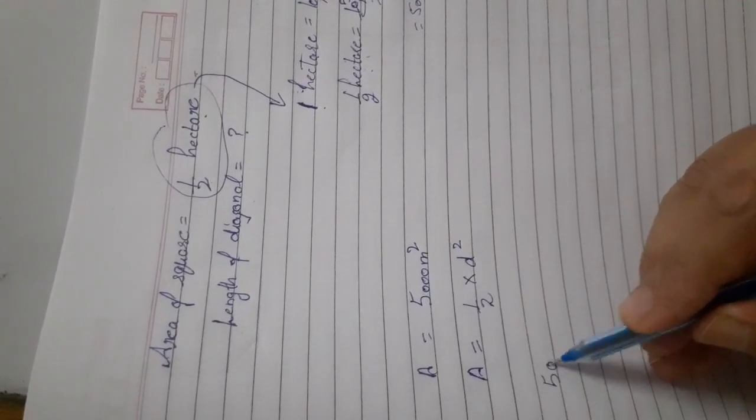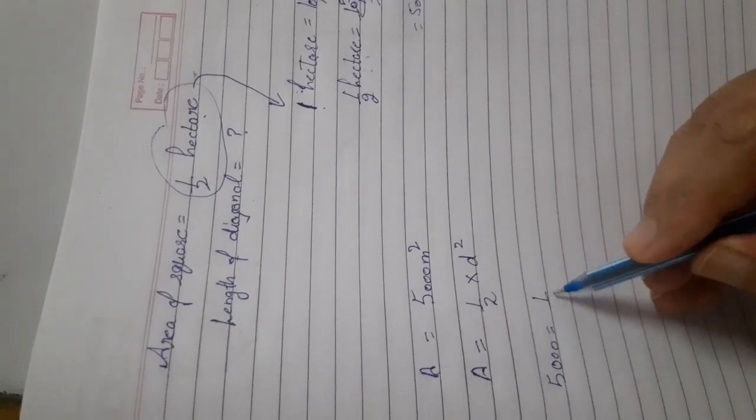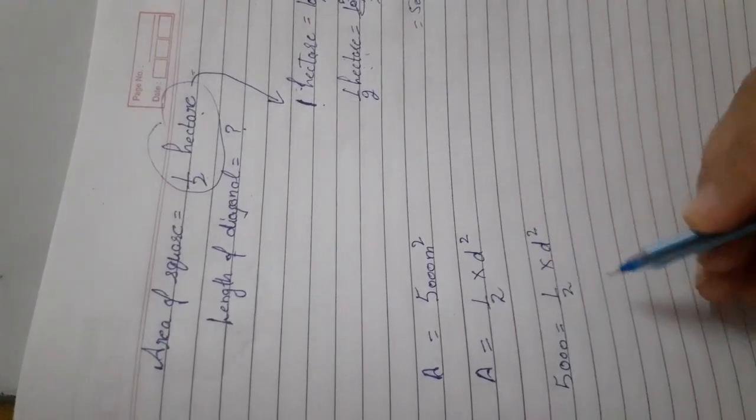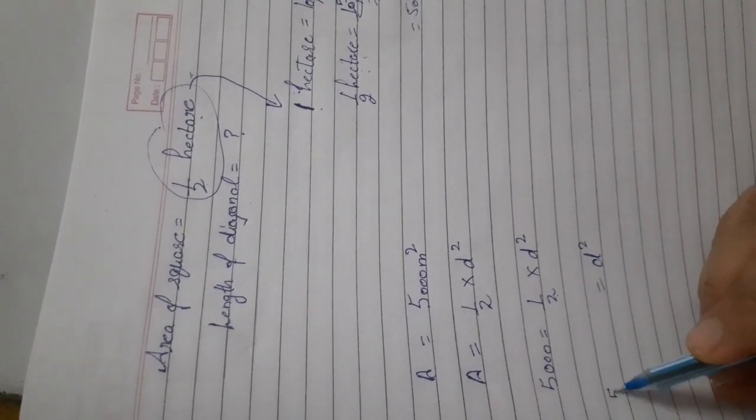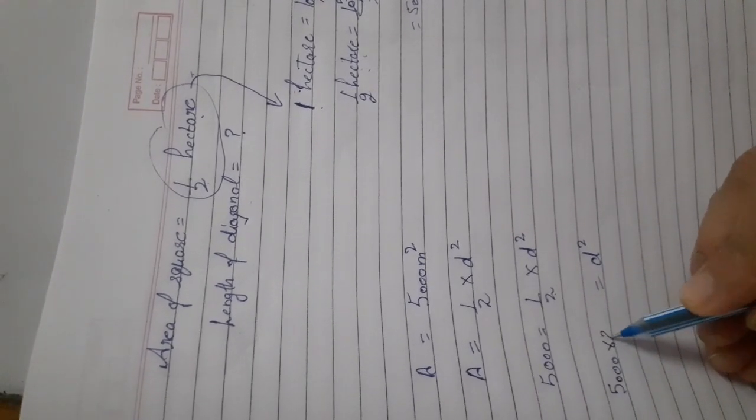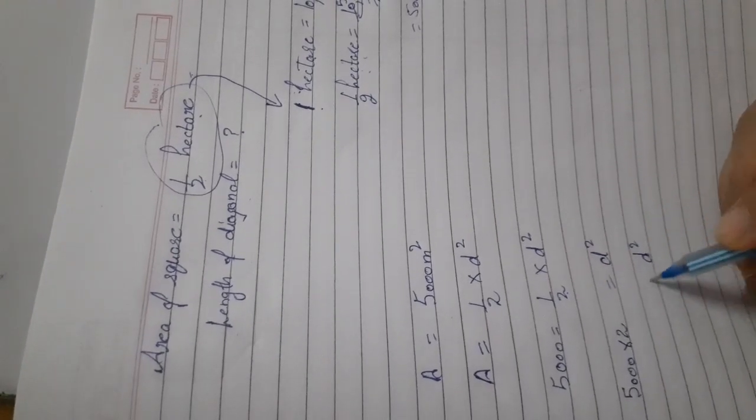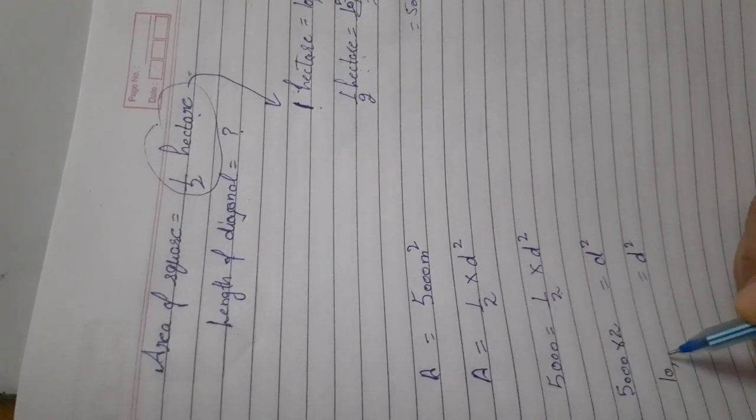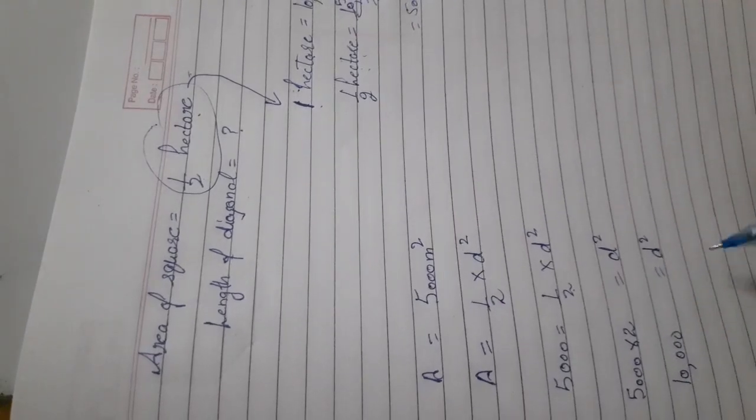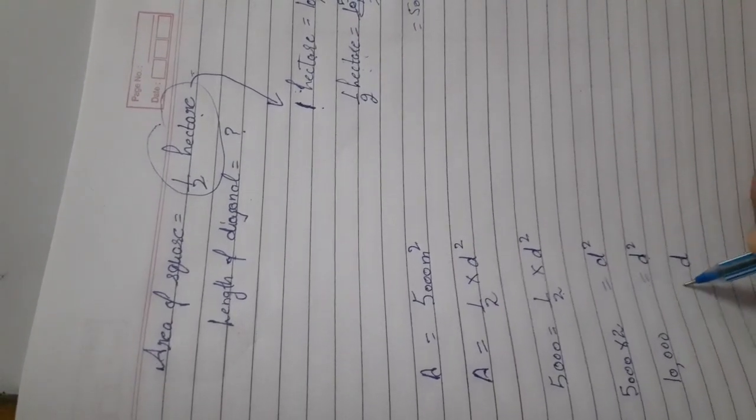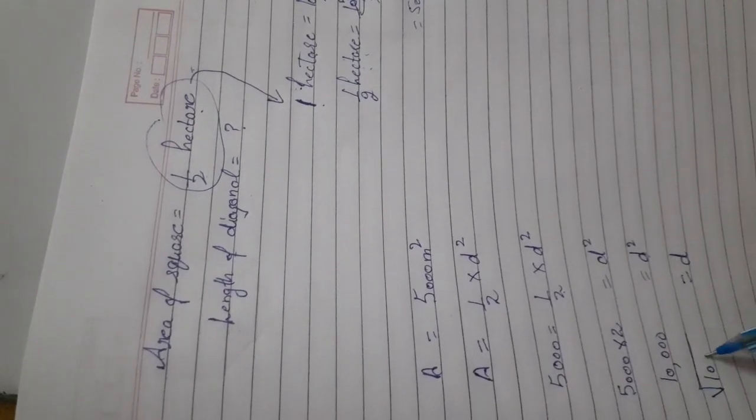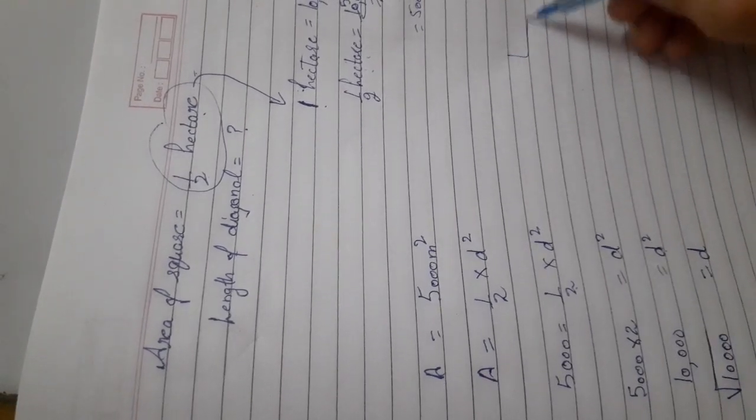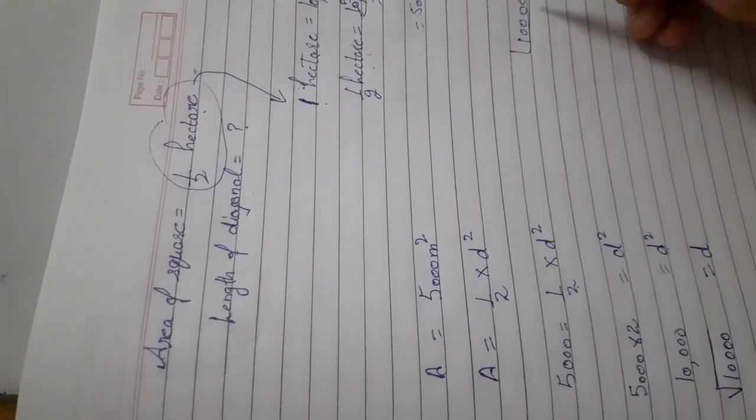So 5,000 is equal to half into diagonal square. So to find the diagonal square, I will take 2 to the other side and it will get multiplied, and you will get 10,000. And to find the square root of any number, what did I tell you? To find the square root. Okay, so 10,000 का square root.